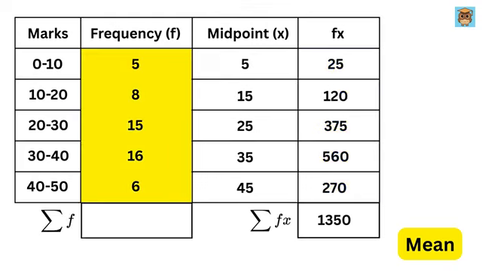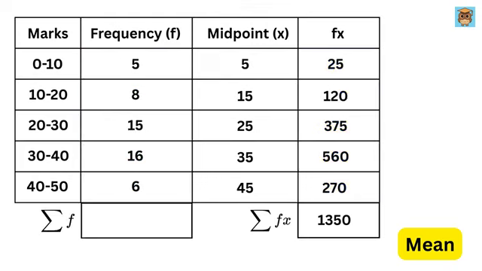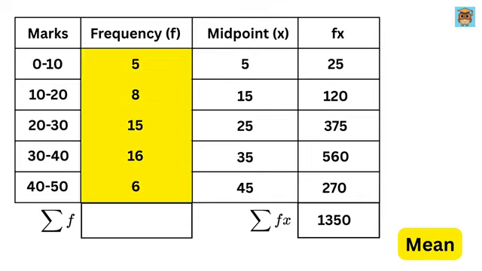Next, we add up all the frequencies, the number of students in each interval, to determine the total number of students. We calculate 5 plus 8 plus 15 plus 16 plus 6, which gives a total of 50 students.